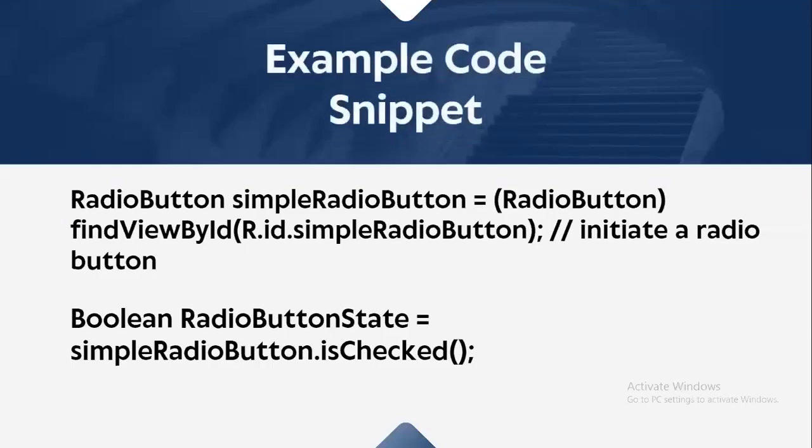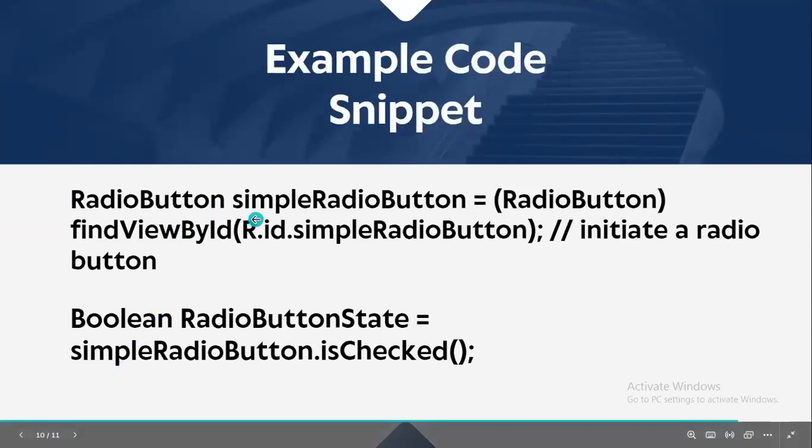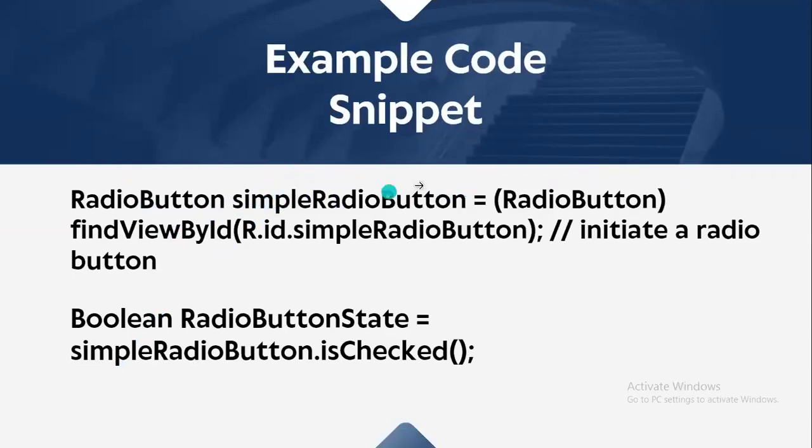The sample code for radio group is, for that, first you have to create an object of radio button, like RadioButton simpleRadioButton, which is the name of your radio button. Then we have to use one method, that is findViewById, that we have already learned how to use, and it takes one parameter which is nothing but the ID of your control in the XML file. So this R.id.simpleRadioButton, this simpleRadioButton is nothing but the ID that you have already set for this control. So this is how we can create object of this radio button.